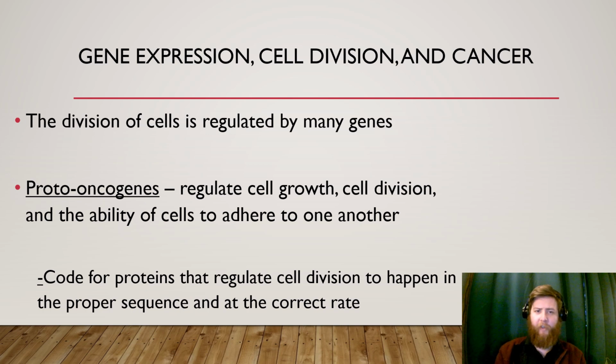So the division of cells is regulated by many genes. Remember in mitosis, we talked about the different checkpoints. At each of those checkpoints, these proto-oncogenes, which are genes that regulate cell growth, cell division, and the ability of cells to adhere to each other, are making sure that these cells are undergoing proper mitosis, getting the right amount of DNA with no errors, right amount of organelles, right amount of cytoplasm, all of that's regulated. So the proto-oncogenes code for proteins that regulate cell division to happen at the correct sequence and the correct rate. They need to happen not too fast, not too slow.